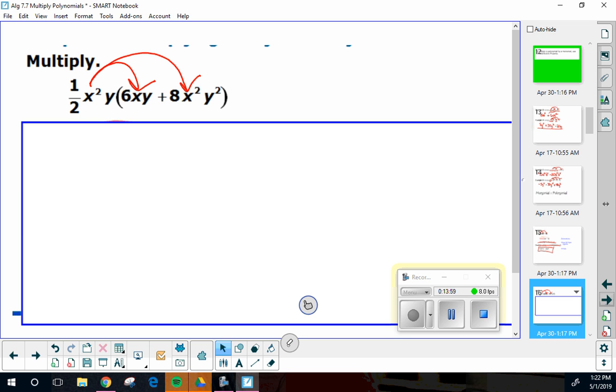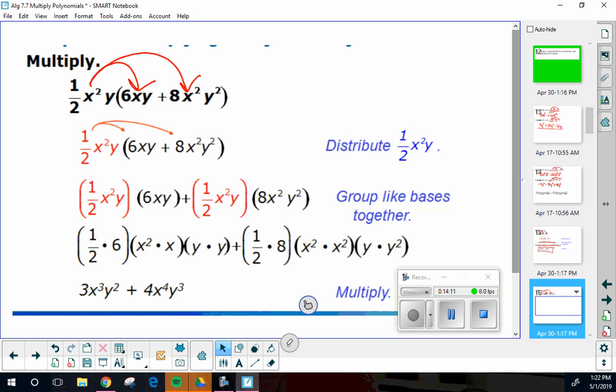Okay, hold your boards up and let me see what you have. If you're not done, I need you to hold them up because that tells me whether you're doing great or you just need more time. Okay, the answer is 3x cubed y squared plus, it's right here, 4x to the 4th y to the 3rd.